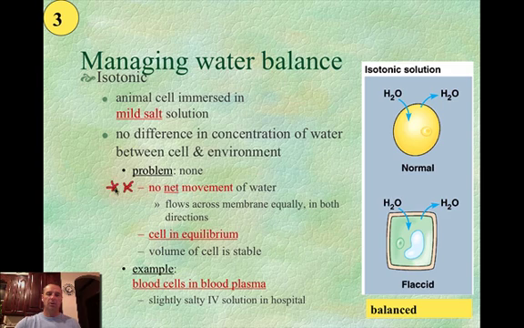Okay. The last one is isotonic, and this is when you have no net movement of water at all, even though water may be flowing back and forth across the membrane, and the equilibrium or the cell is said to be in equilibrium.